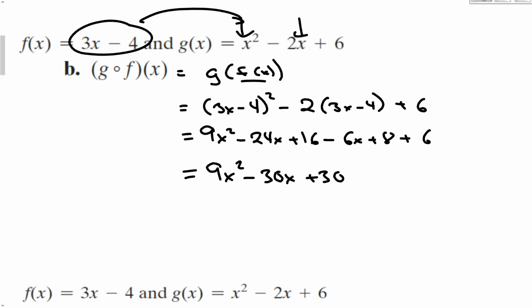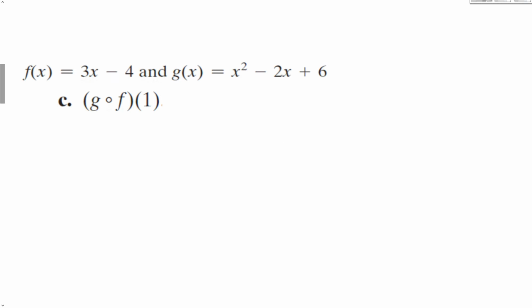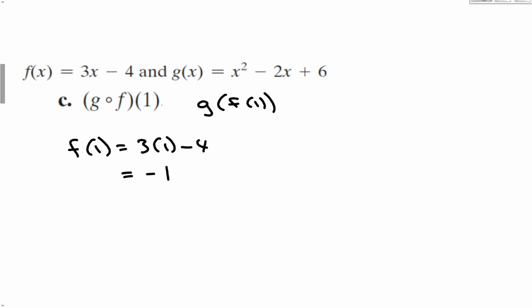Okay, let's try with some numbers. Maybe this will help. So now g of f of 1. I want to find g of f of 1. Let's first find f of 1. That means that I'm plugging 1 into the f function. 3 times 1 minus 4, which gives me negative 1. So f of 1 is negative 1.